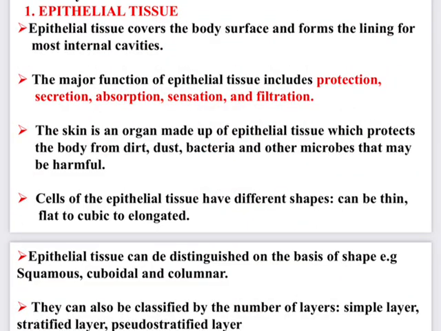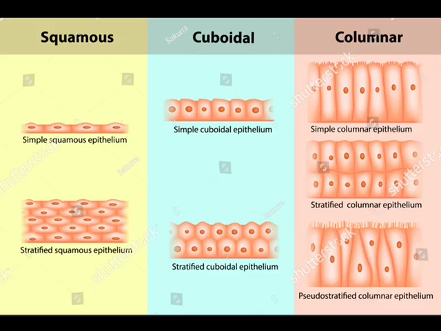Here are the features of epithelial tissues. The major functions of epithelial tissues are protection, secretion, absorption, sensation, and filtration. They are very important, and they are found on the body surface, and they form linings for internal organs as well. Check this out and differentiate between their shapes.